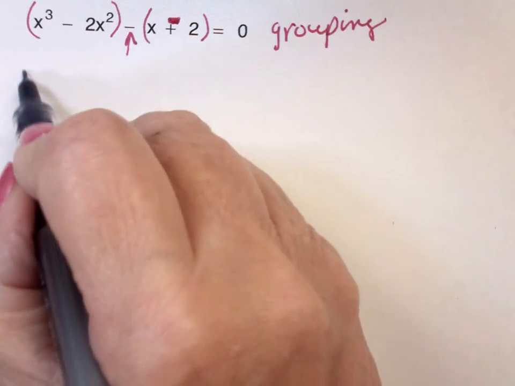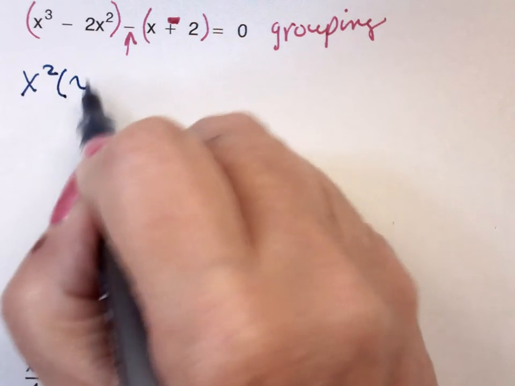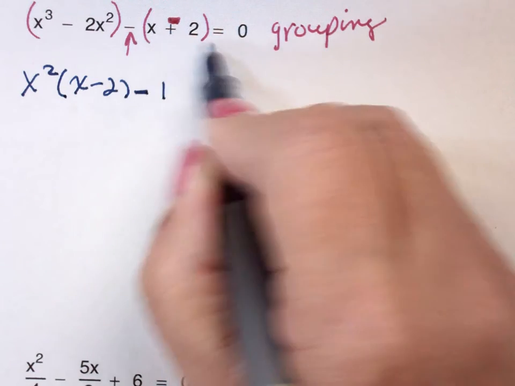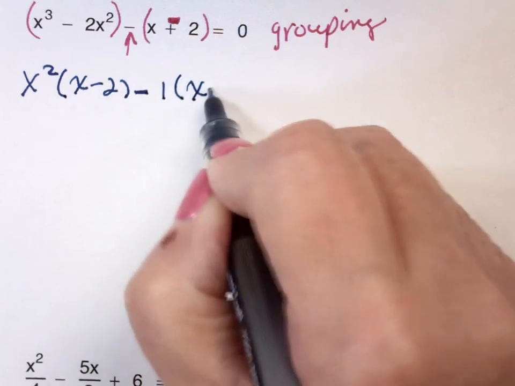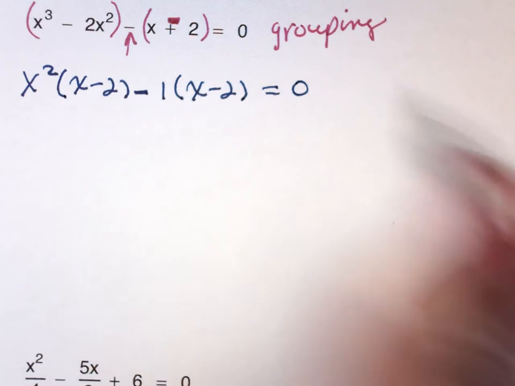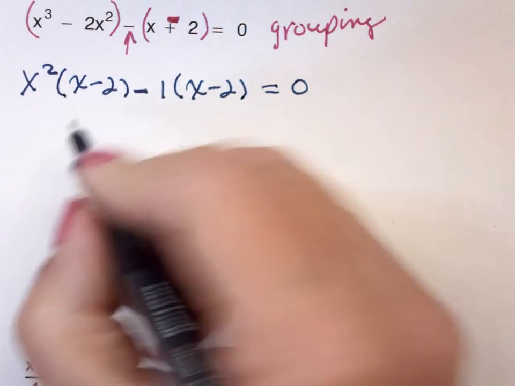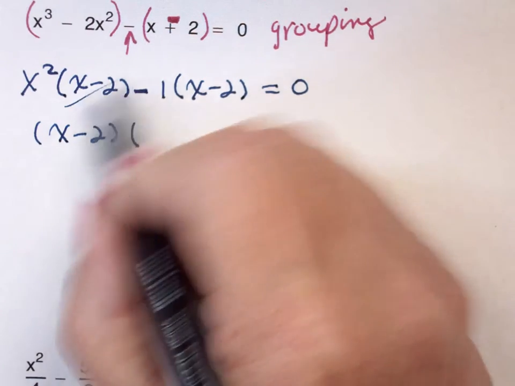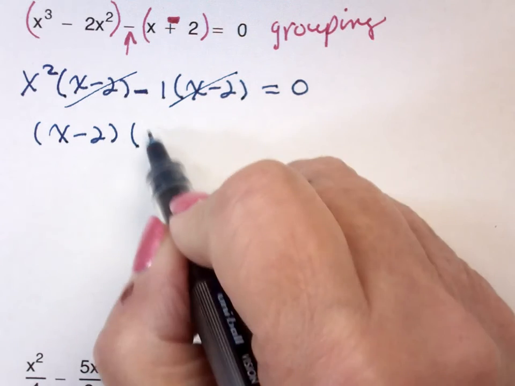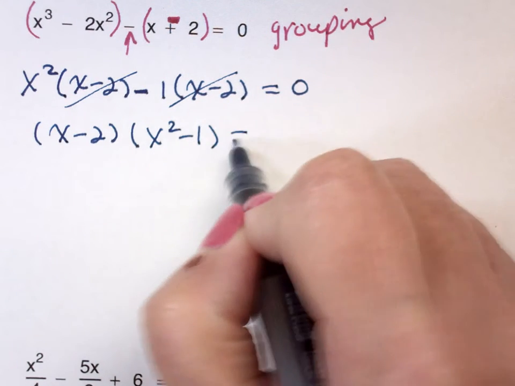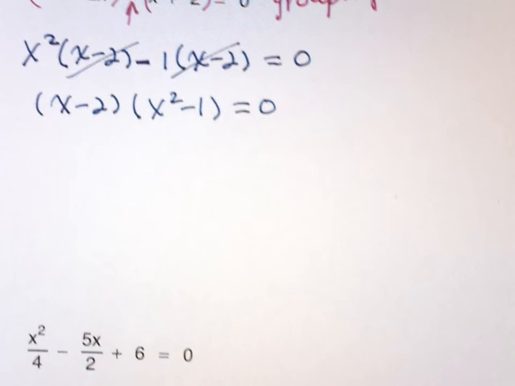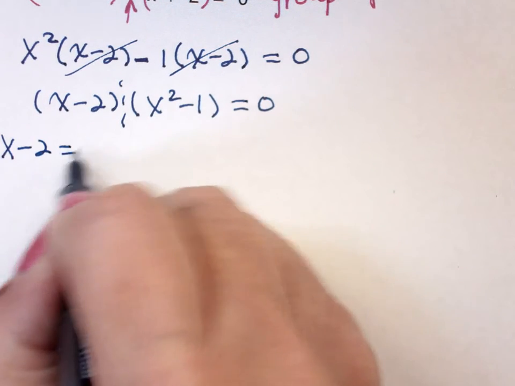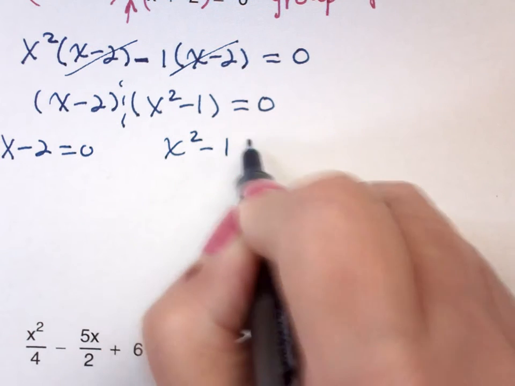So greatest common factor is x squared, x minus 2, minus 1, because there's nothing else that they have in common, x minus 2 equals 0. Greatest common factor is x minus 2 times, and once I take the x minus 2 out, I'm left with x squared minus 1 equals 0. Two things multiplied together, x minus 2 equals 0, x squared minus 1 equals 0.